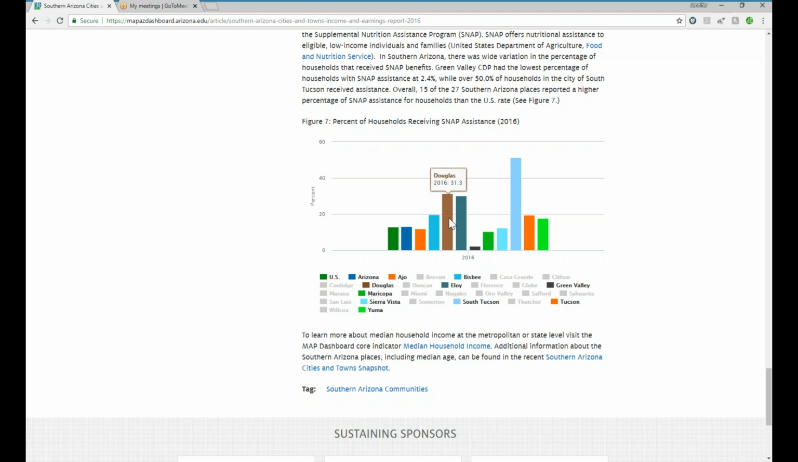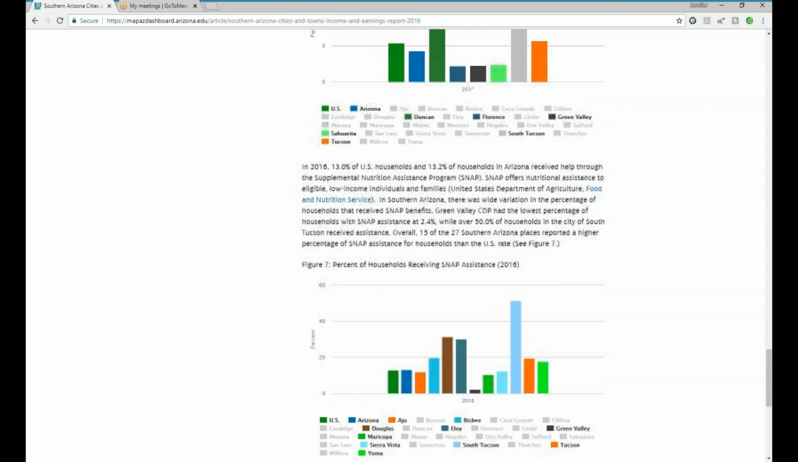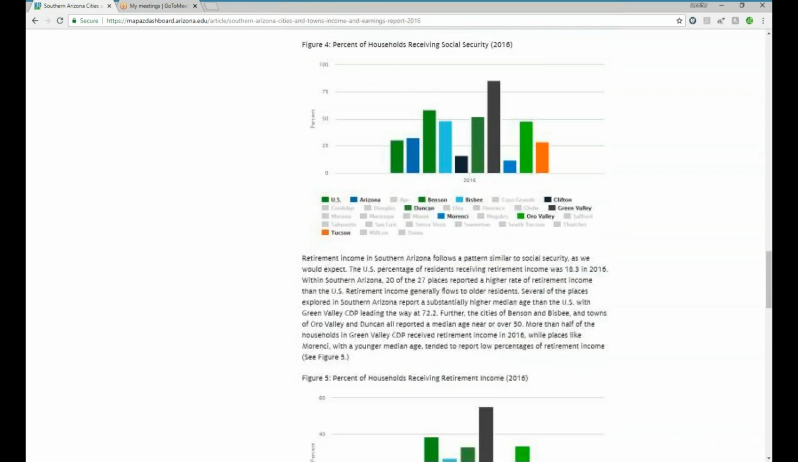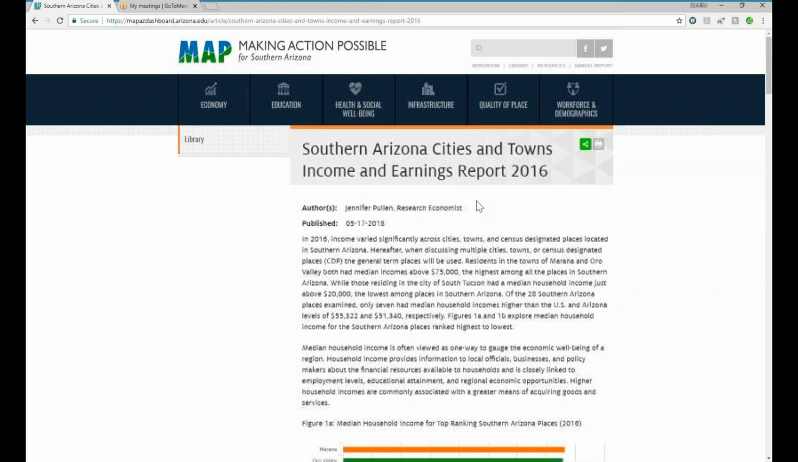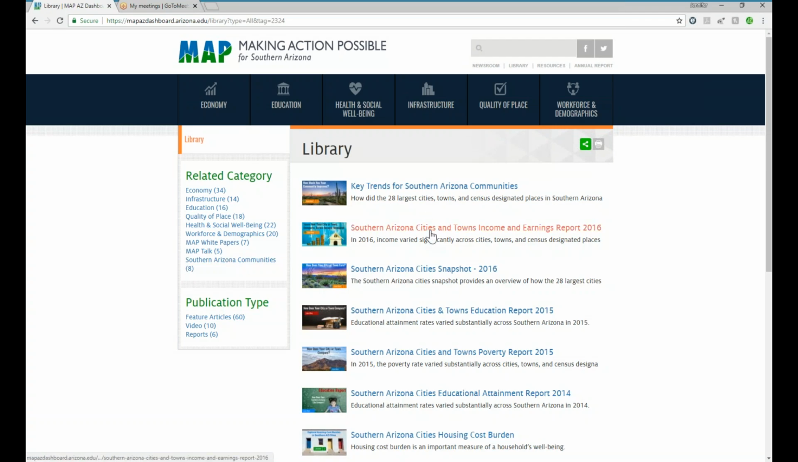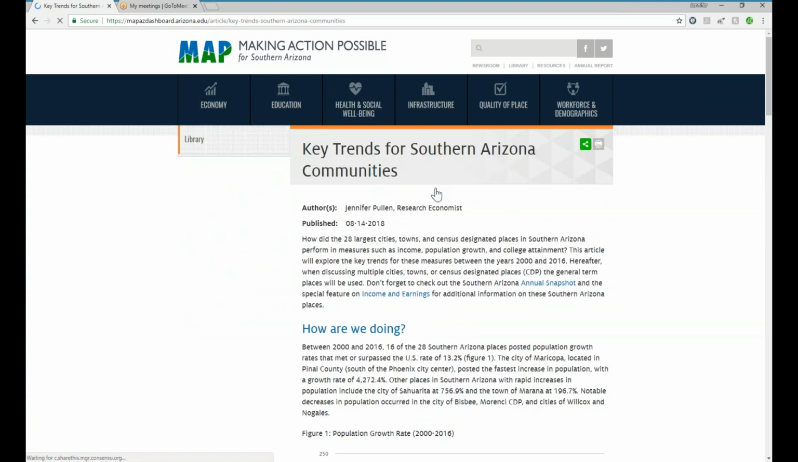We also look at the overall trend in poverty in the Key Trends article that we just published this month, so we're going to go there now and take a look at some of the key trends as we wrap up. We'll look at the key trends for some of these measures that we've talked about today: income, poverty, and educational attainment for the Southern Arizona communities. If you want to go to that trends article, you just scroll back up to the top. You can click on your library link over here, click on your Southern Arizona communities link, and that is the first article here, which we just published earlier this month.